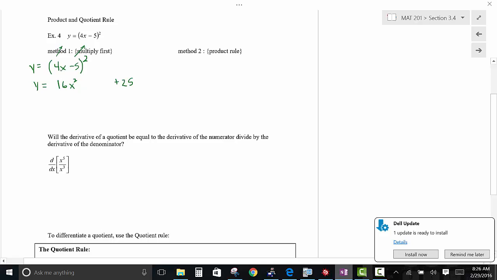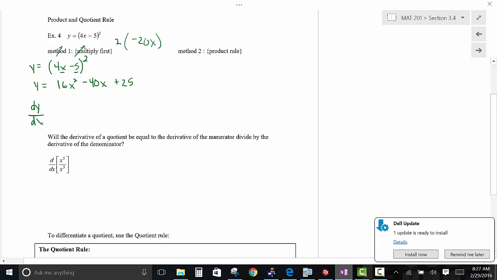Then you have a middle term. The middle term comes from doing this. You take 4x times negative 5, which is negative 20x, but then you double it. So that's going to be minus 40x like that. You'll save yourself a lot of time if you can just get in the habit of squaring binomials in your head. Okay? Now we're going to do the derivative, so let's just do the Leibniz notation.